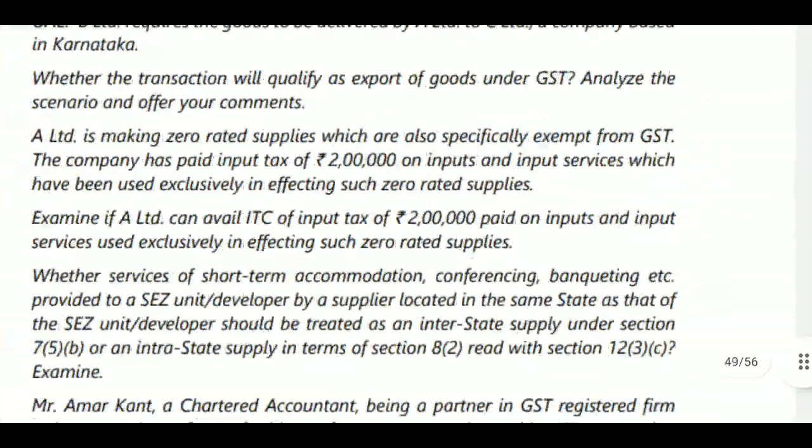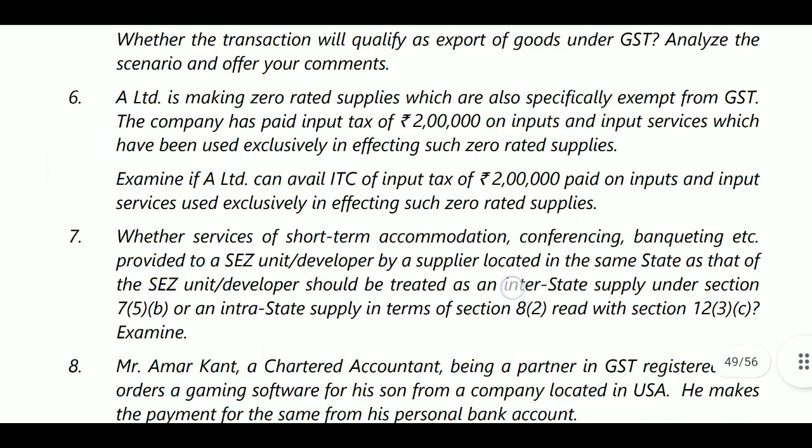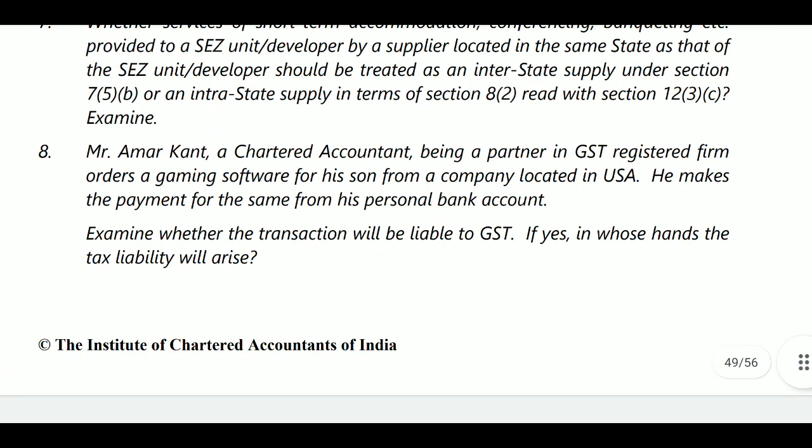Next, question number 8. Mr. Amarkant, a chartered accountant, being a partner in a GST registered firm, orders a gaming software for his son from a company located in USA. He makes the payment for the same from his personal bank account. Examine whether the transaction will be liable to GST. If yes, in whose hand the tax liability will arise.